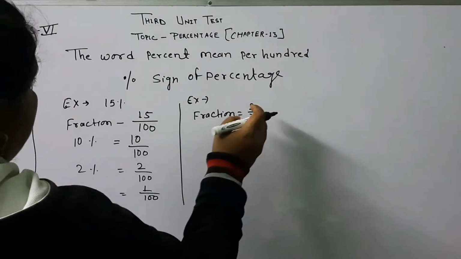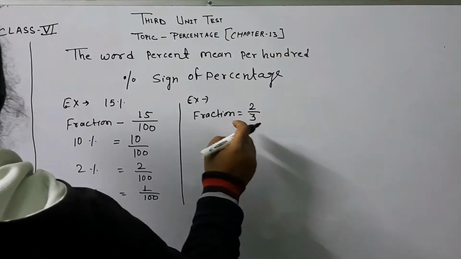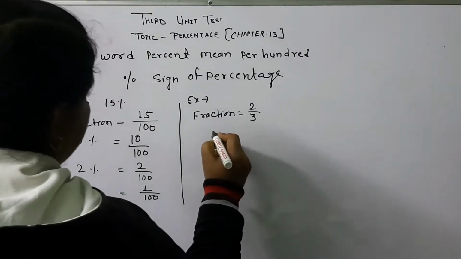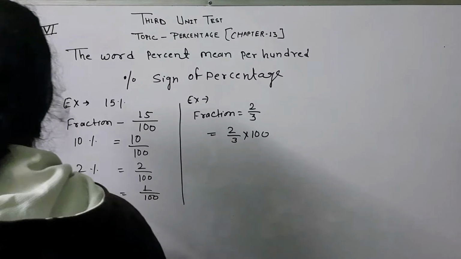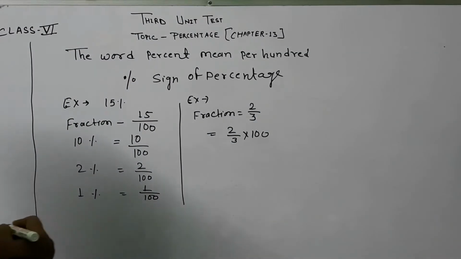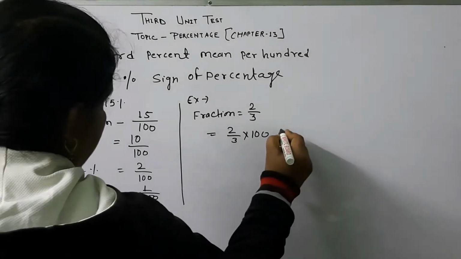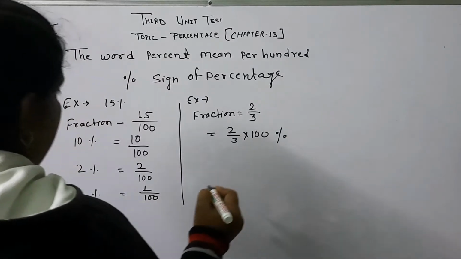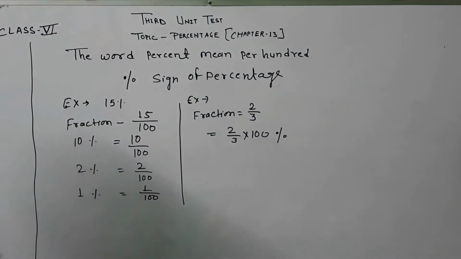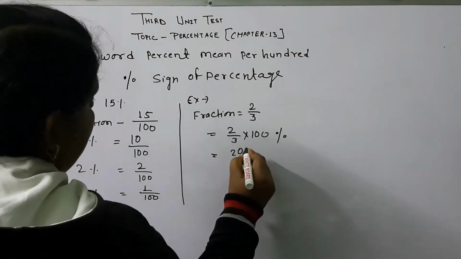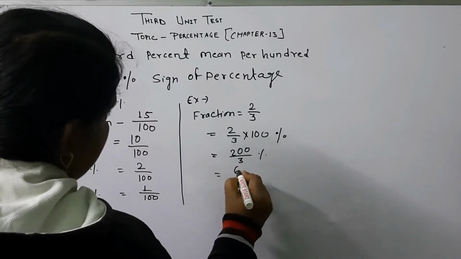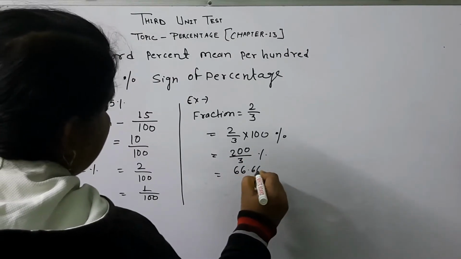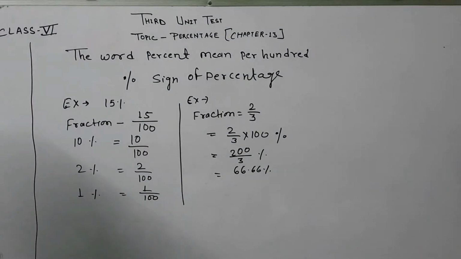We have to multiply this fraction by 100. 2 by 3 multiplied by 100. And immediately we have to add the sign of the percentage. Afterwards, we have 200 divided by 3 percent. Divide this number, 3 sixes are 18, like that. Means 66.66%. Okay.